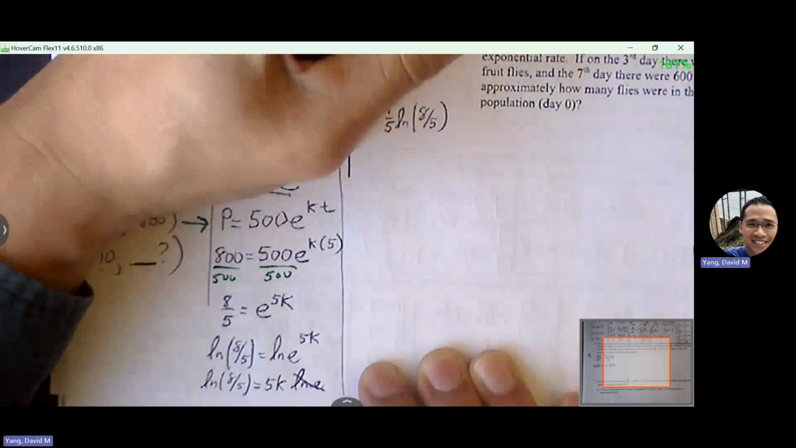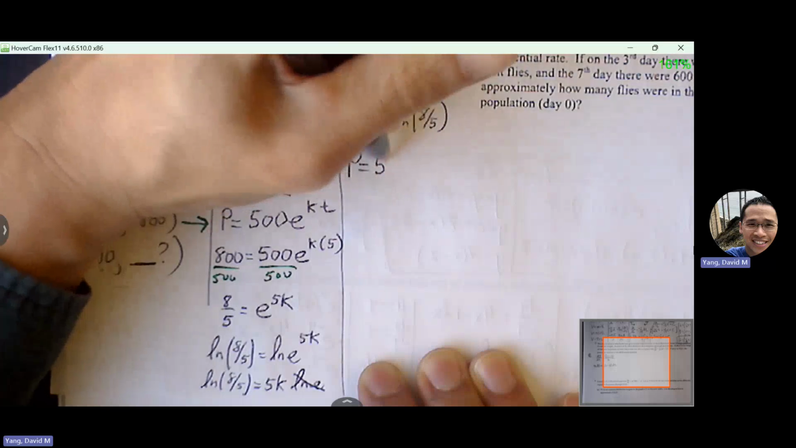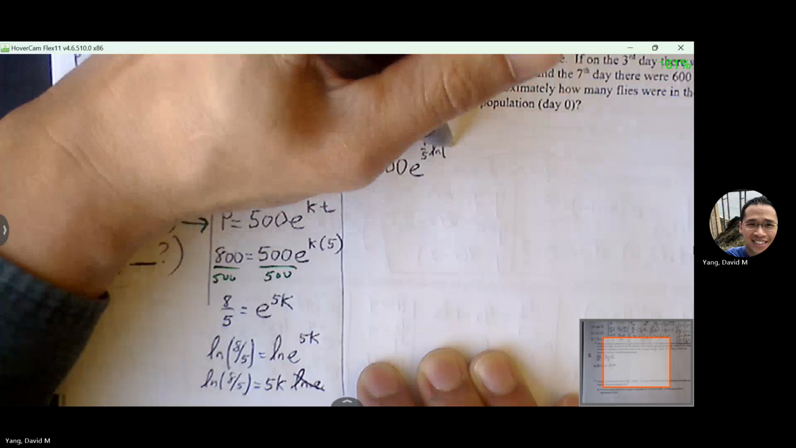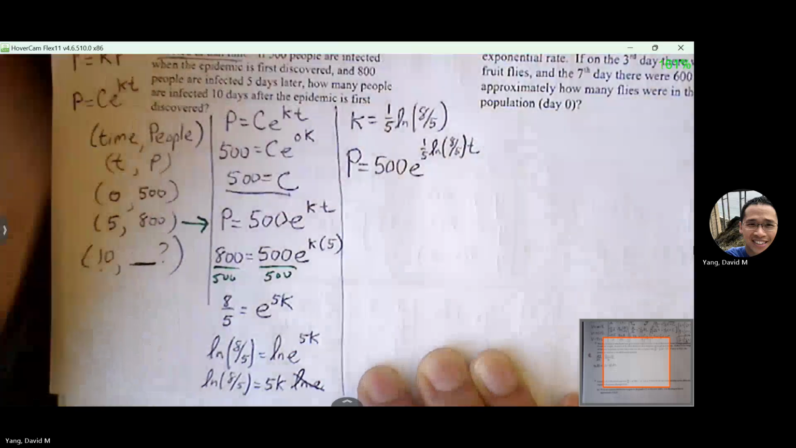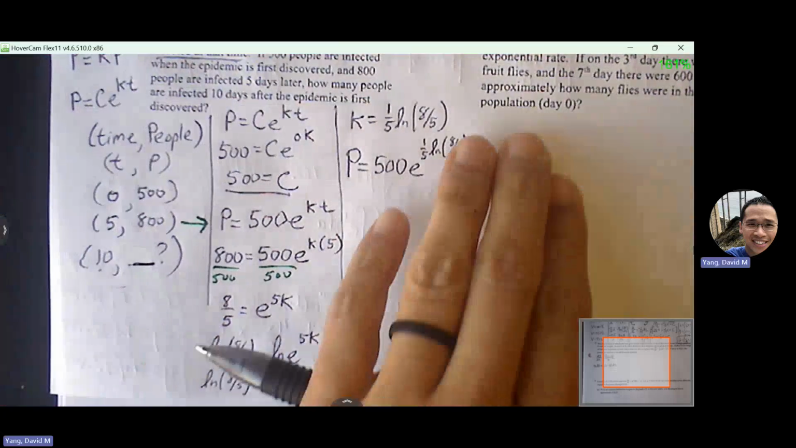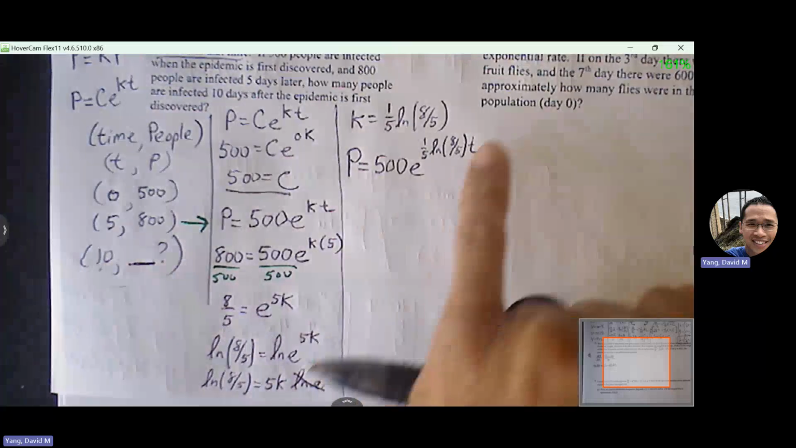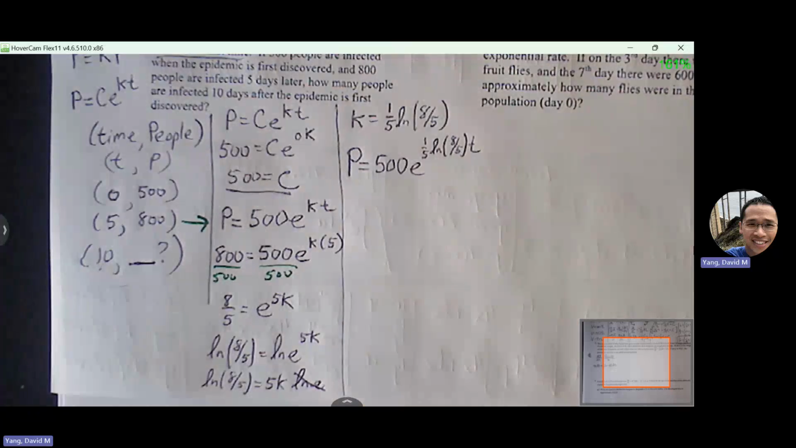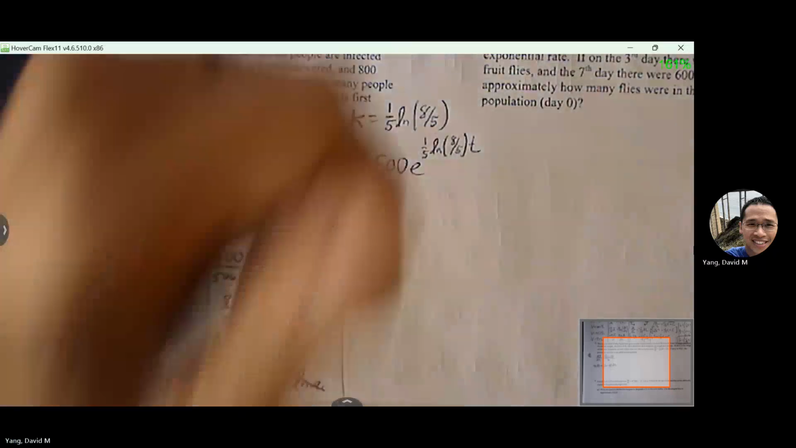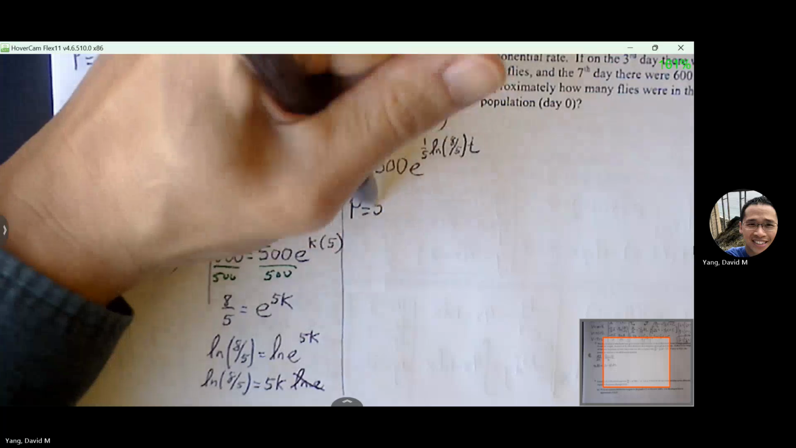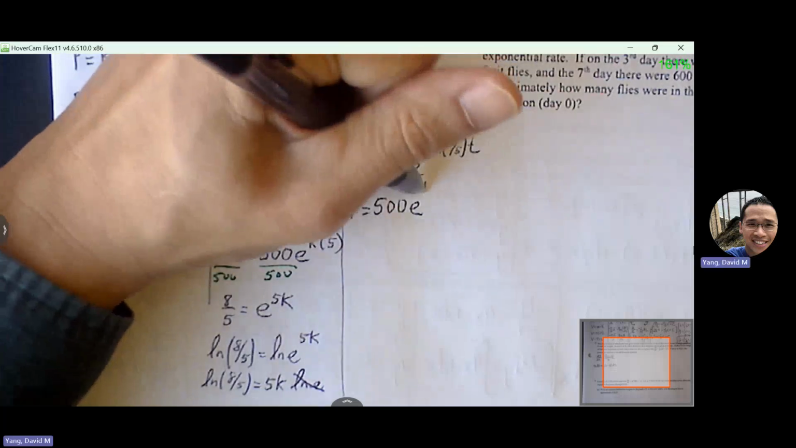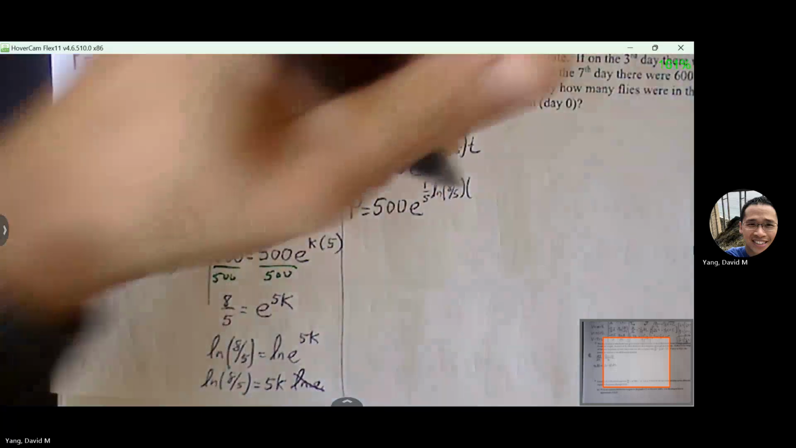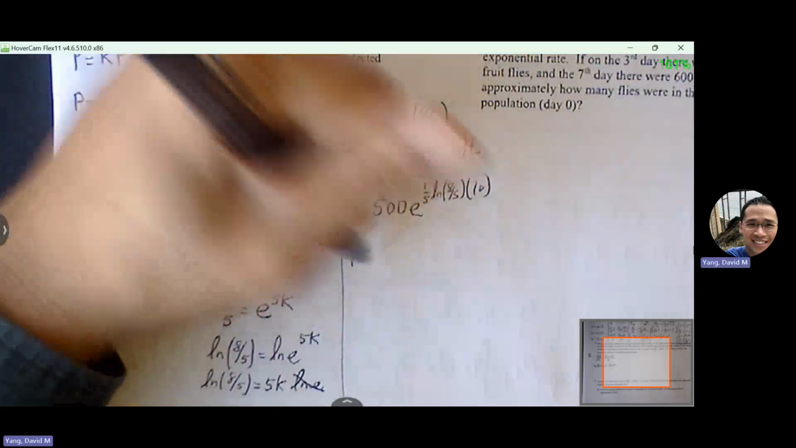So now let's write our specific equation. Now we can use our specific solution to make our final prediction. Plug 10 in for T, and we can figure out the population according to this model. And the rest can just go into your calculator.